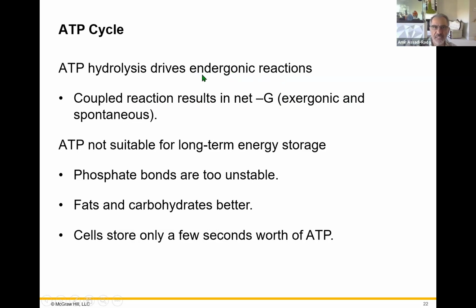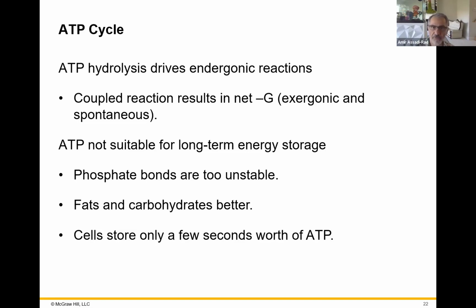I'm not sure why he's saying hydrolysis of ATP drives endergonic reaction. I know what he's talking about, but it is hard for me to explain. But remember, hydrolysis of ATP is exergonic. Photosynthesis is endergonic. Formation of ATP is endergonic.